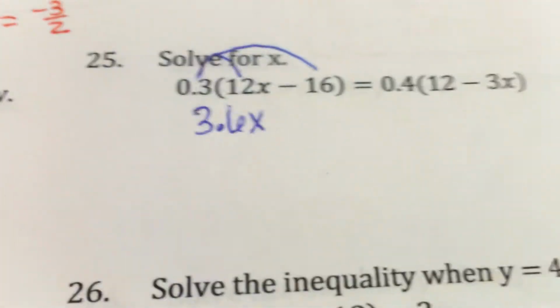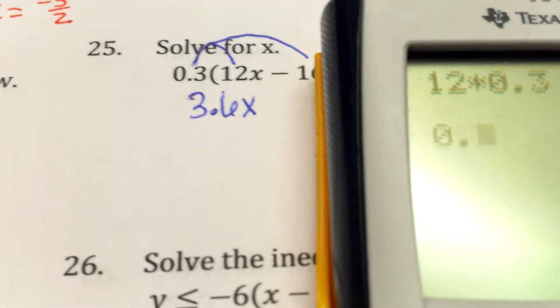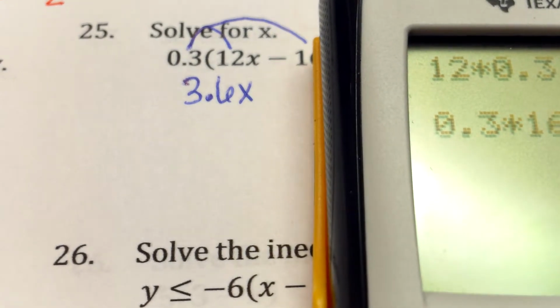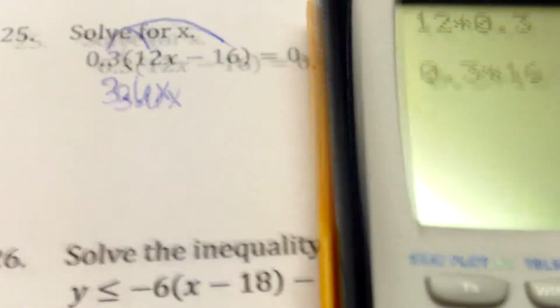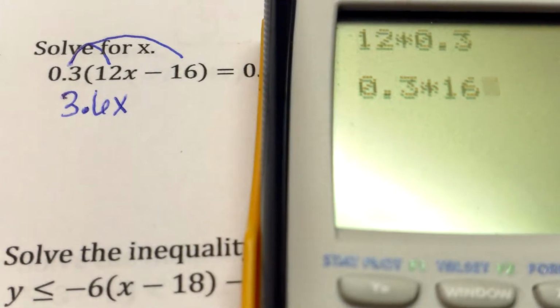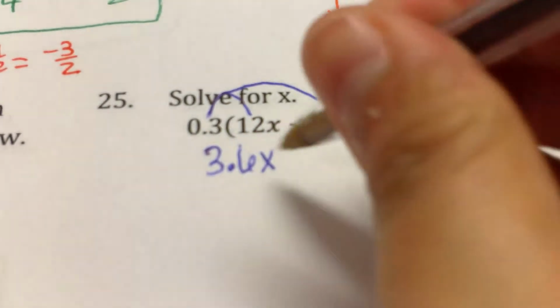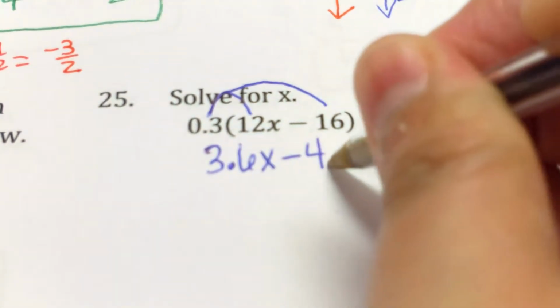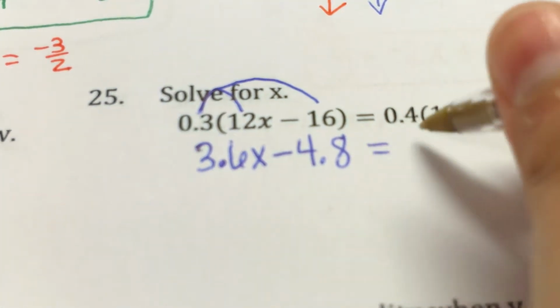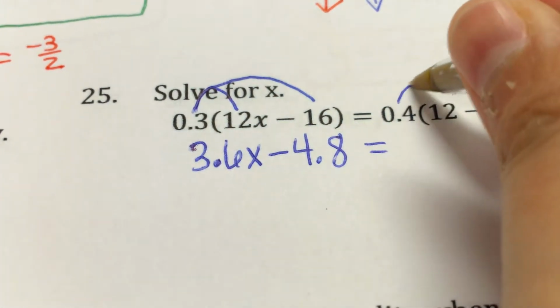0.3 times 16. You can use the calculator. Because we're doing the distributive property, we're multiplying. 4.8 minus 4.8 equals 0.4 times 12, which should be 4.8.